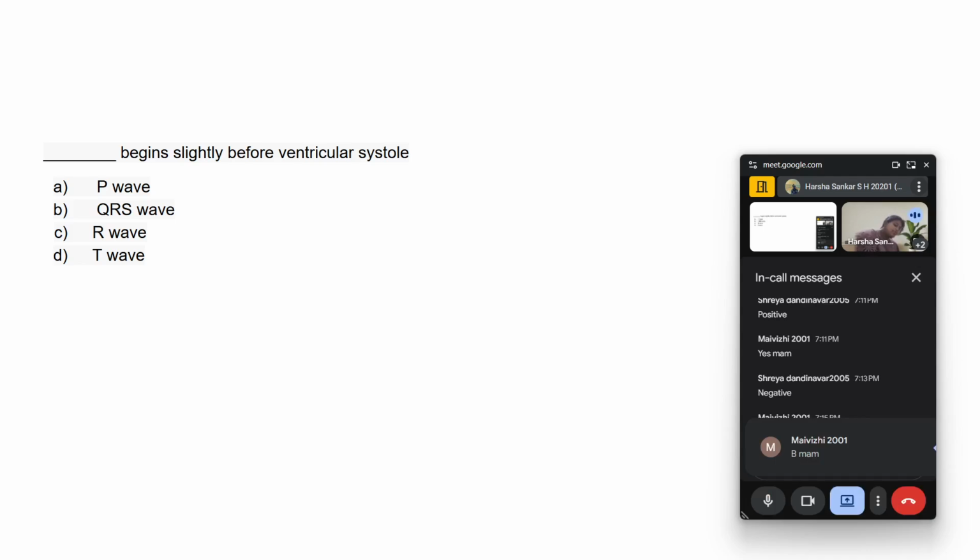Maybe is saying option B, QRS wave. Is Raya supporting my view, or do you have a different answer? Okay, that's fine. Let's see the answer.